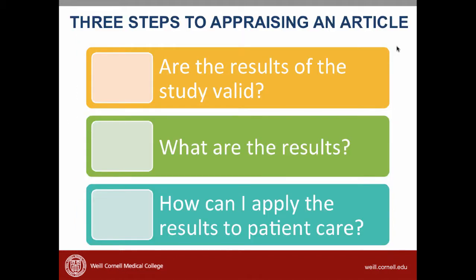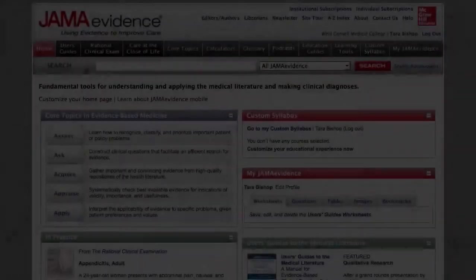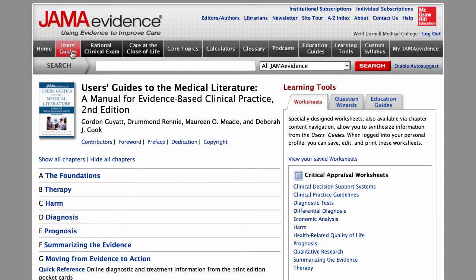And we learned the 3 steps of critical appraisal. In this video, we're going to learn how to answer the first question: are the results valid? In order to answer this question, we will use something called a validity tool to help guide us. You can find the validity tool on the JAMA Evidence website. Go to the User's Guide tab, and then to the right sidebar to the Critical Appraisal worksheets. We're going to look at one for therapy.